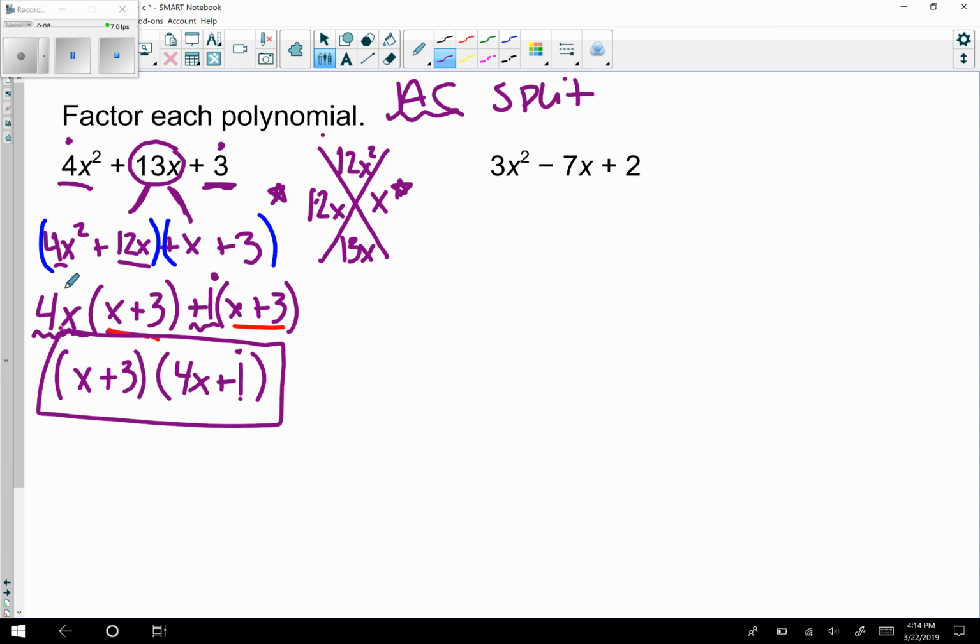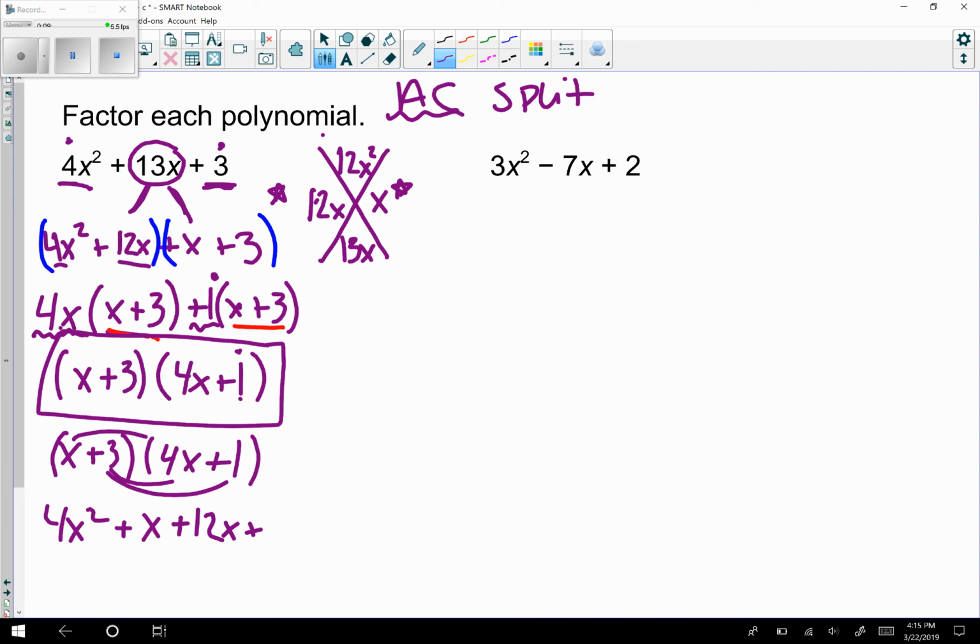So now try it, you guys. Try taking x plus 3 times 4x plus 1 and factoring it back together. Or not factoring, foiling it back together. X times 4x, that gets you 4x squared. X times 1 gives you x. 3 times 4x, that gives you 12x. 3 times 1 gives you 3. Combine those, 4x squared plus 13x plus 3.